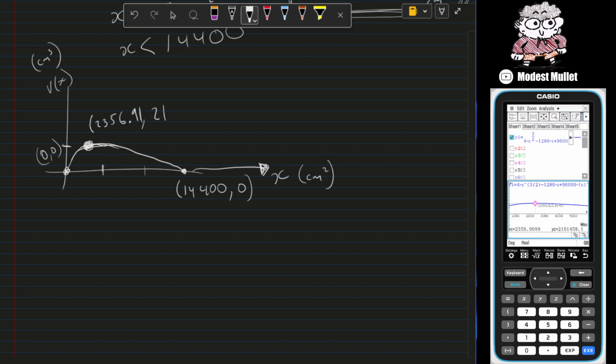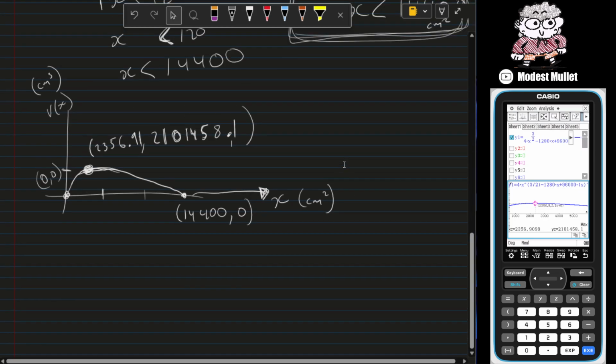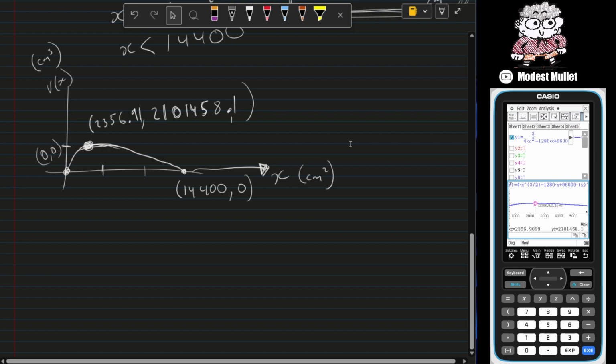And then the y coordinate is 2,101,458.1. Okay. So, sense of scale, that is 2.1 million. Am I reading that right? 2101458. Yeah, 2.1 million cubic centimeters. So that's what our graph would have to be. Of course, straight rule axes.